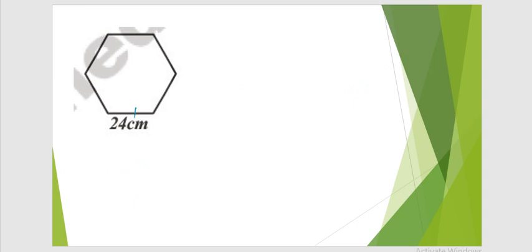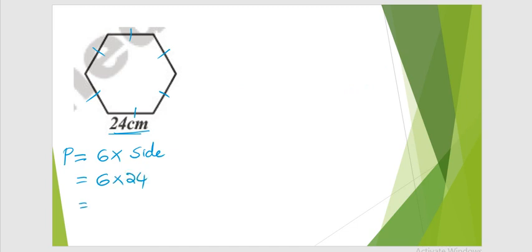So if you observe how many sides there are, 1 2 3 4 5 6, so totally 6 sides are there. He has given only one side length. That means you need to understand that it is a regular hexagon because it has 6 sides. So the perimeter of a regular hexagon is 6 into the length of any side, which is given by 6 into 24.